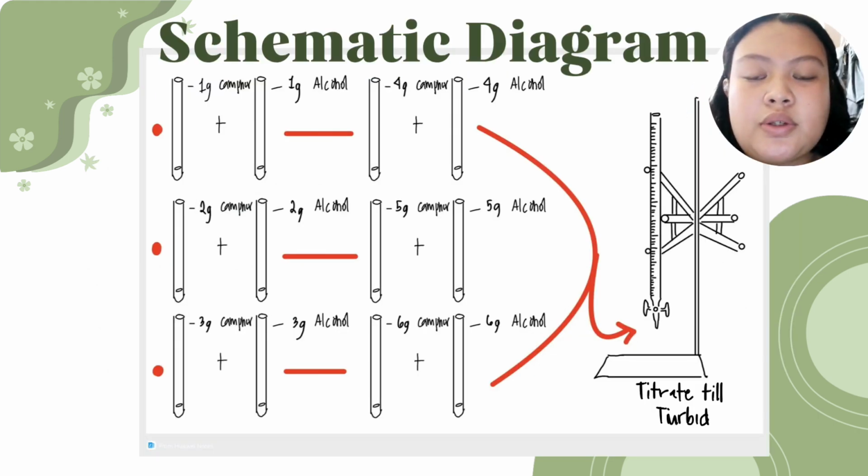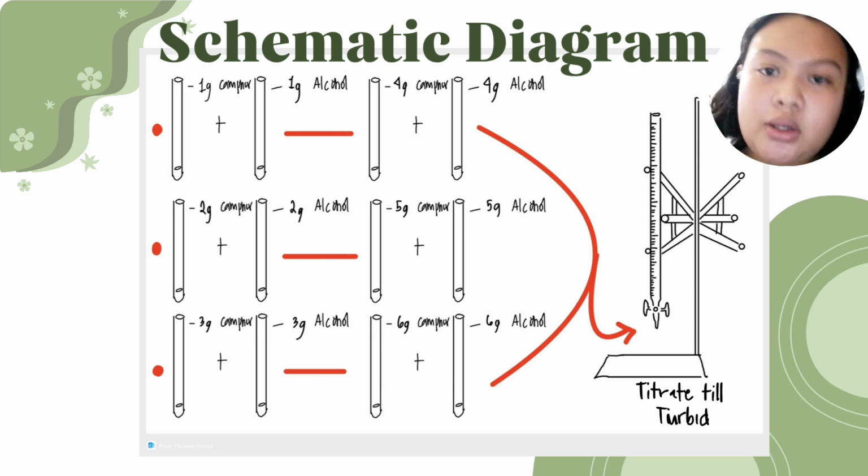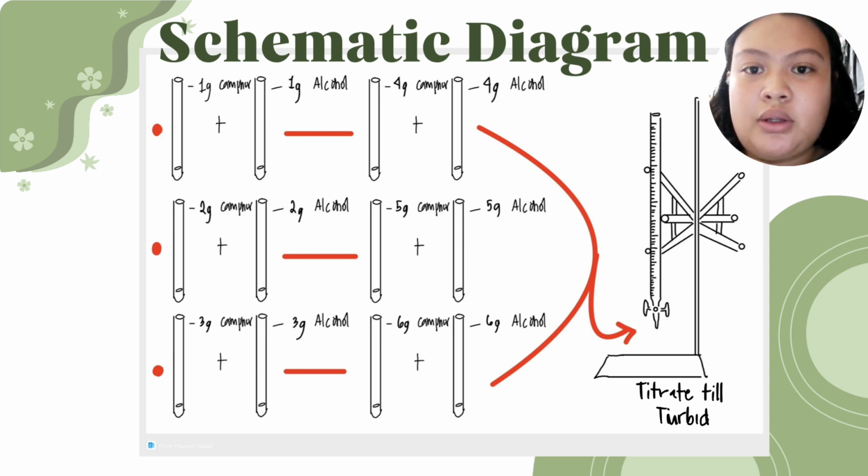So this here is our schematic diagram. As you can see, we measured 1 gram of camphor to 6 grams of camphor. So on with our alcohol. As you can see, the 1 gram of alcohol is the same amount as the camphor, which is 1 gram. They should have the same measurement. After that, we pair them together and we mix. After mixing them together, we are to titrate them, and then we observe for turbidity or cloudiness.